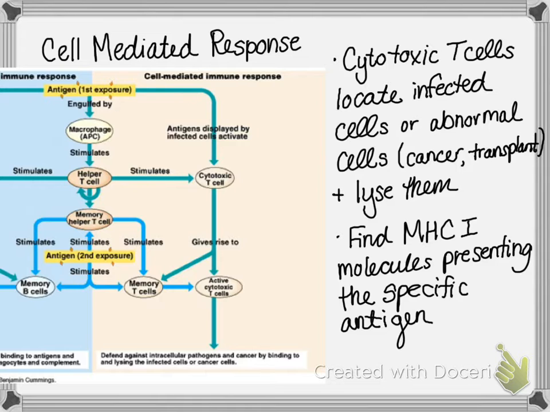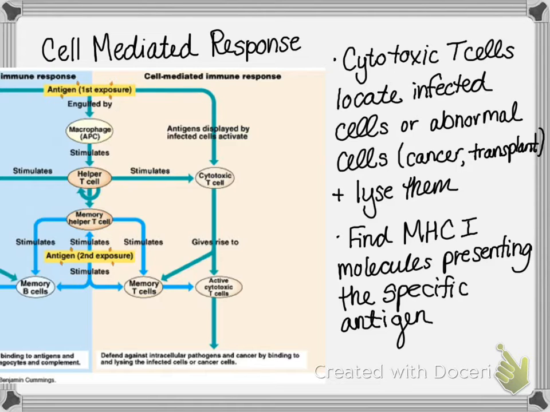Now, lysing these abnormal infected cells would ideally kill cells that might be harmful because they are allowing viruses to reproduce or are growing abnormally, like with cancer, or just don't belong in the body, like a transplant might be. Now, cytotoxic T cells know which cells to attack because of MHC1 molecules.